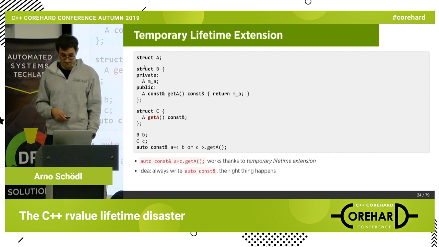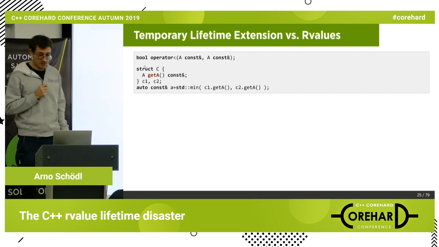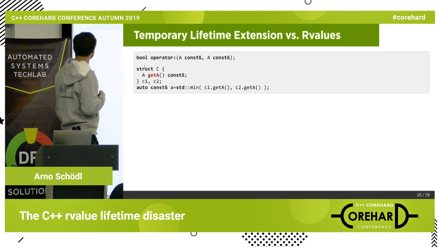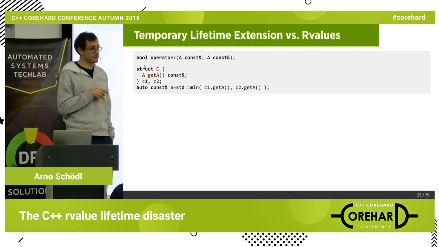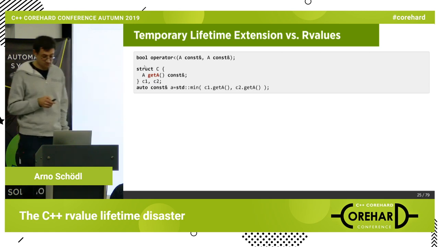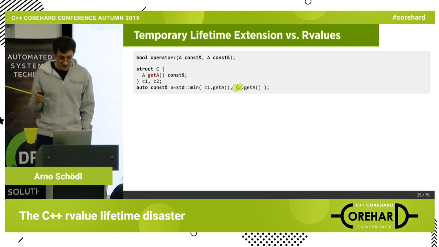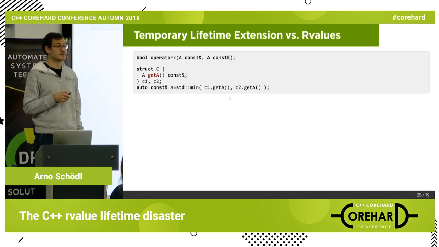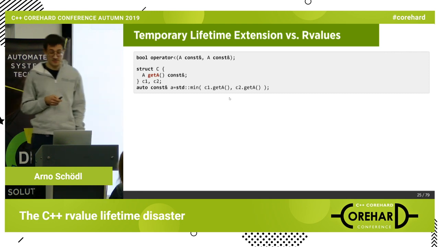Let's see how well this works. So let's say our A is less-than comparable. And we now have a structure C, again, that returns A by value. And we have two of them. And we pick the lesser one and want to put that into a variable. Should be okay, right? So we again write our auto const ref right there. And here we plug the two values into the std::min. Okay? Who thinks it's okay? Who thinks it's not okay? Okay, there are quite a bit of majority that says not okay.